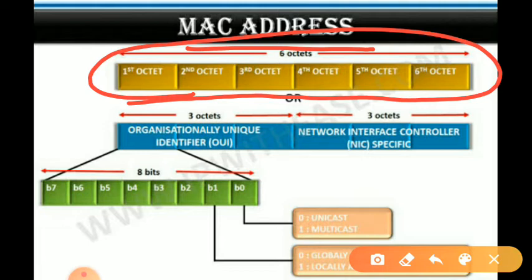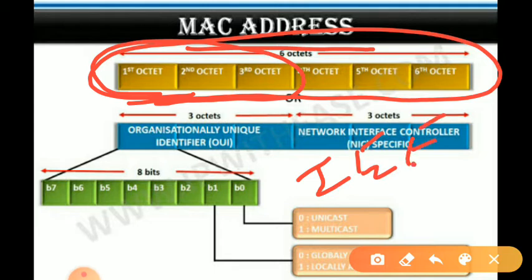Now the first 3 bytes are the identification of the manufacturer, and the last 3 bytes are unique for each device. The last 3 bytes are the card number. One manufacturer has different cards, so those numbers are different. But the manufacturer's first 3 digits are the same if the cards belong to one manufacturer, just like IEEE having the same 3-digit number.